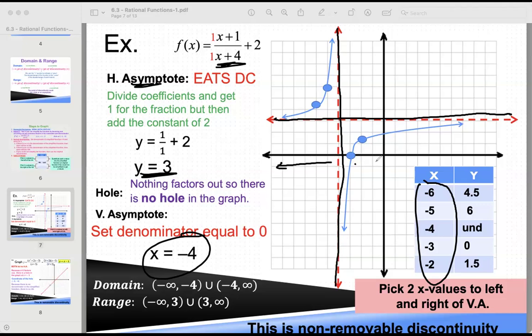There should be two on this side and two on that side. Since the vertical asymptote is minus 4, put minus 5, minus 6. And on the right side, put minus 2. And here you put 1 and 2. That's how you determine your x values. Substitute them here, and you get the y values. Did you understand? Yeah.